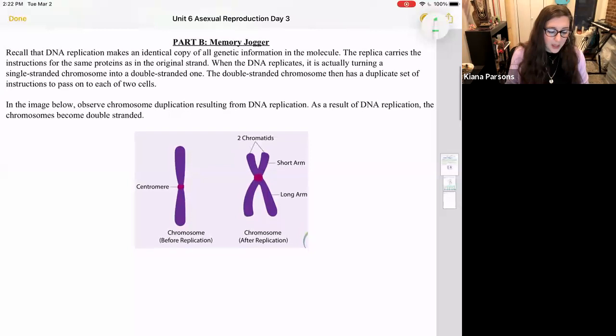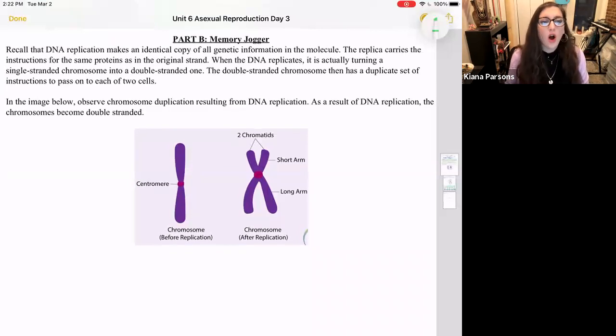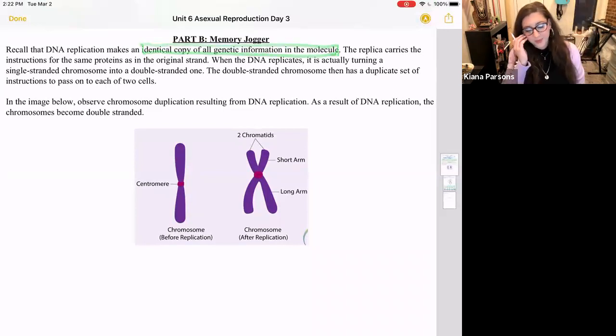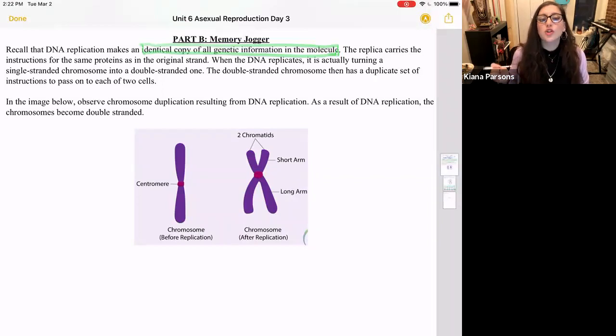So, part B, memory jogger. Recall that DNA replication makes an identical copy of all genetic information in the molecule. And that's a big, long, complicated molecule. The replica carries instructions for the same proteins as the original strand. When the DNA replicates, it is actually turning a single-stranded chromosome into a double-stranded one. The double-stranded chromosome then has a duplicate set of instructions to pass on to each of two new cells.